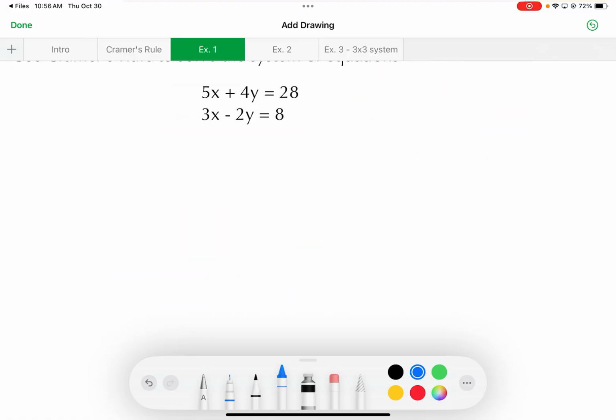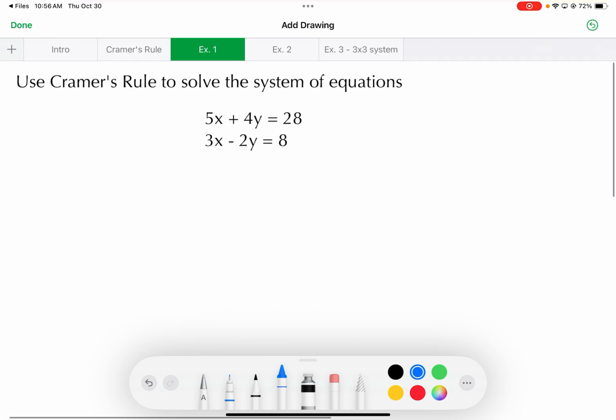All right, so let's go to example 1. Use Cramer's rule to solve the system. Both equations have to be in standard form, which they are. X and y are on the same side. So let's go after x first. The determinant of the denominator should be the easy one. It's just the coefficients of both variables, right? So the first column is going to be 5, 3. That's the x column. And then the second column, 4 and negative 2.